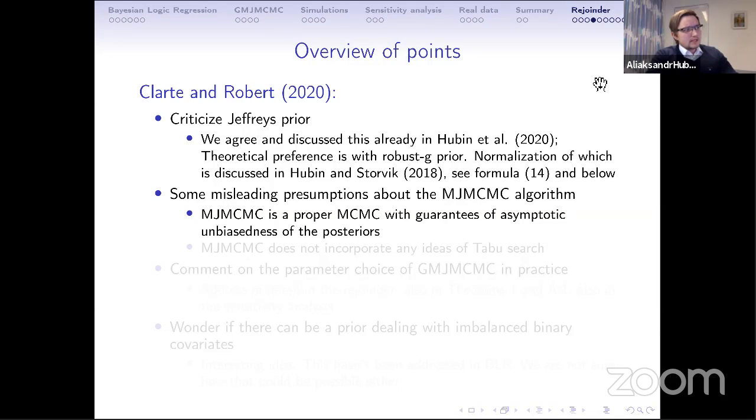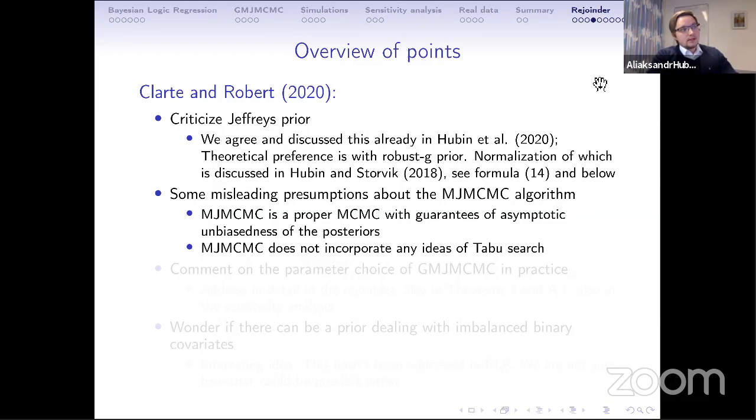There were somewhat misleading presumptions regarding the MGM-CMC algorithm that we answered in the rejoinder. So first of all, I would like to mention that the MGM-CMC algorithm is a proper Metropolis-Hastings, and it has the asymptotic ergodic distribution which corresponds to the marginal model posteriors. And it also has the guarantees of unbiasedness and consistency of the posteriors in the limits.